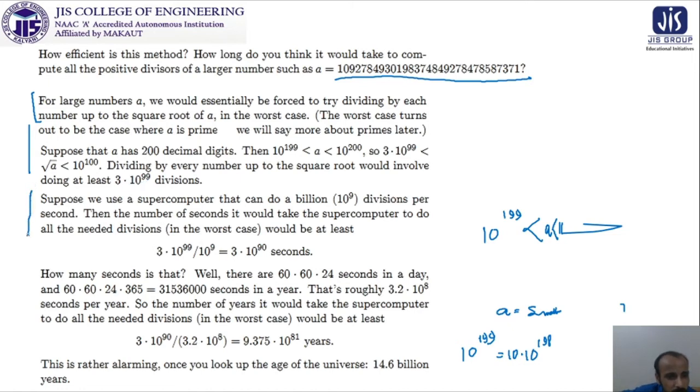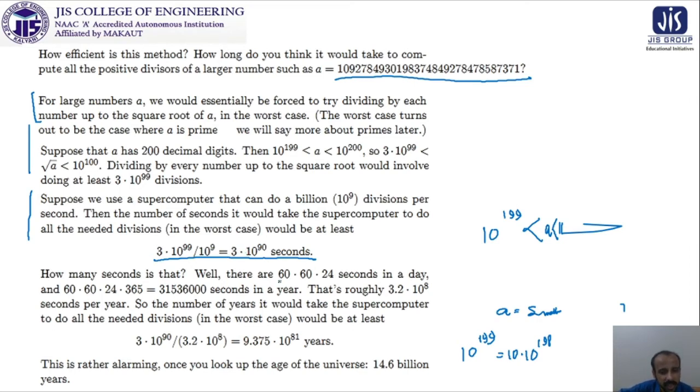Suppose we have a supercomputer that can do a billion divisions per second, meaning in 1 second, 10 to the power 9 divisions. That means it is very fast. But we need 3 into 10 to the power 19 divisions. That means we need this many seconds, 3 into 10 to the power 90 seconds. Now how many years is that?